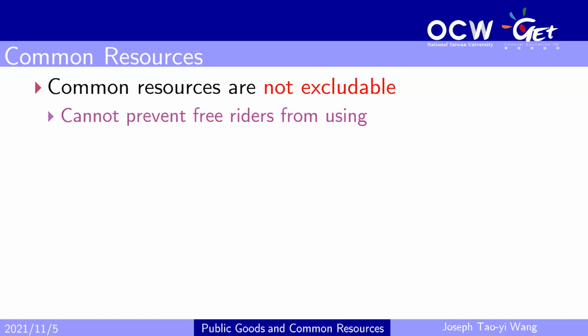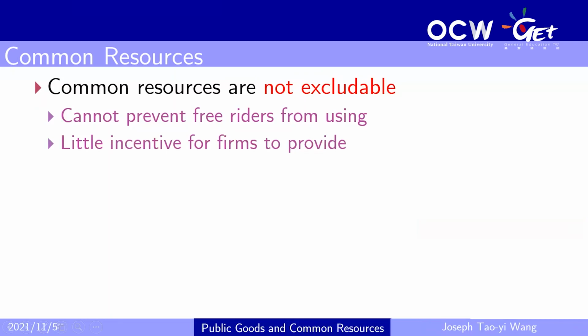The key thing for common resources is they are also not excludable. In that sense, it's the same as the public goods, the situation that you have something that is not excludable. That means there will be free riders. Even if 90% of the people are good citizens, that does not mean that we can prevent the remaining 10% from free riding this common resource. So the problem here is that because of this free rider problem, firms may not want to provide common resources because people can use it without paying.